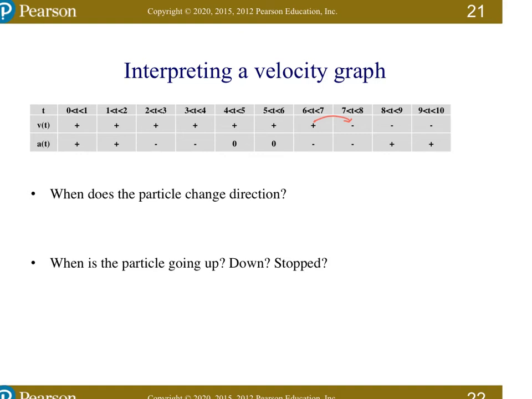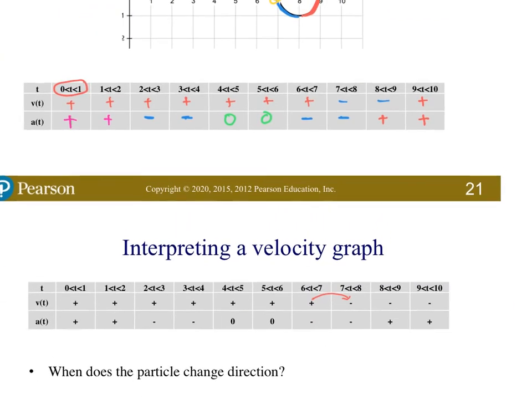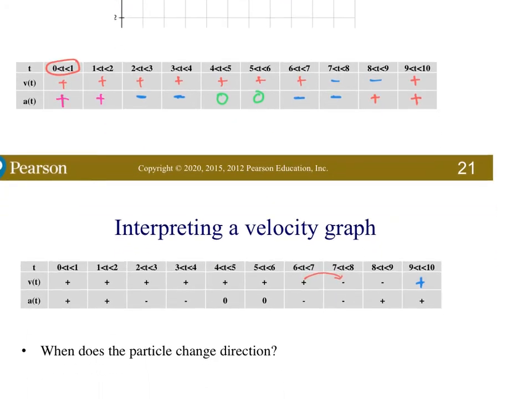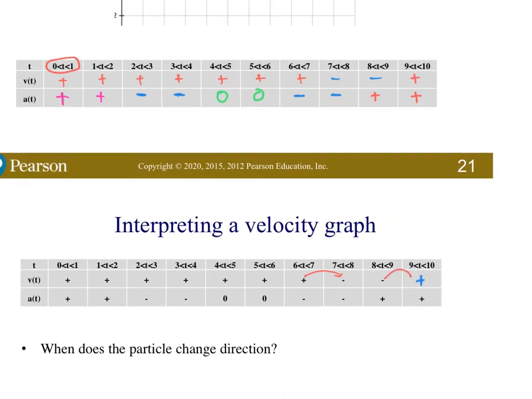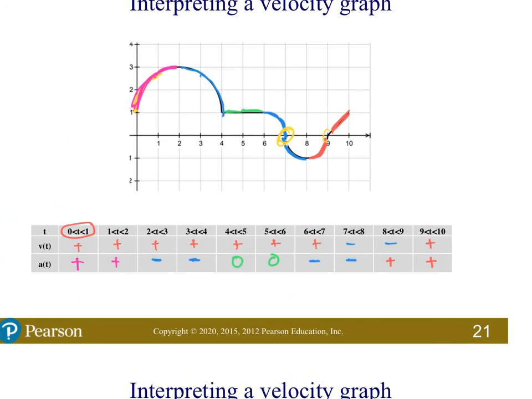So all those pluses in the velocity means that the motion of the particle is going up. And then all of a sudden it's changing at 7. And so on the graph that corresponds to this spot right here where it crossed the x-axis. There's a typo in my change to plus when I switch it over. Okay, and then it changes again from minus to plus, which corresponds to this spot.